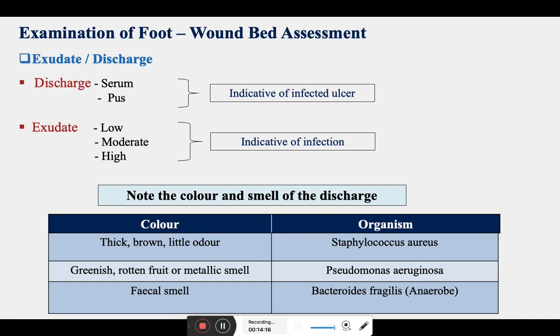Now, as soon as the patient walks into your office, in your chamber, in case there is a smell, you can make out what type of discharge or what type of organism is going to be there. Well, coming to the color, it may be thick brown with little odor. Just think of Staph aureus. In case it is greenish, with a rotten fruit or metallic smell, think about Pseudomonas. And in case it is a fecal smell, it may be because of anaerobic infection, especially by Bacteroides species.